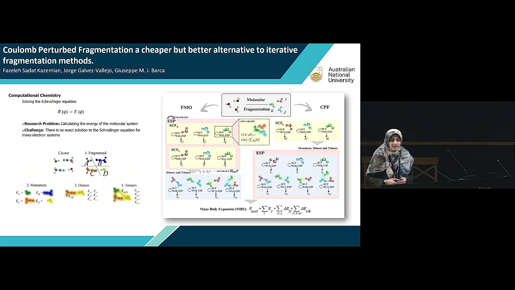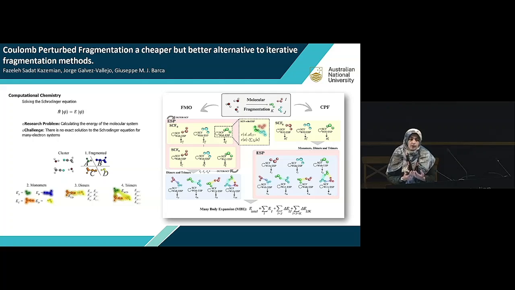Hi, I'm Fazale, a third-year PhD student at the Computing School of the Australian National University. The research project is about calculating the energy of the whole molecular system by solving the Schrödinger equation. This equation is fundamental in computational chemistry and quantum mechanics.